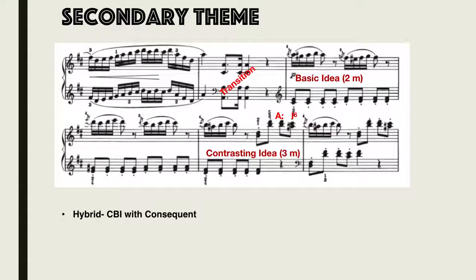And now we've reached our non-normative Kaplan phrase. I struggled with this. What I decided to call it was a CBI with a consequent. The CBI is only 5 measures long. Normally it's about 4. We do have an internal repetition. We've got the basic idea that is 2 measures long and a contrasting idea that is 3 measures long. You notice that that very last measure is extremely similar to the one next to it, and that's the measure that I decided to call an internal repetition. I did think about calling this a prefix, and I'll explain why in just a second.